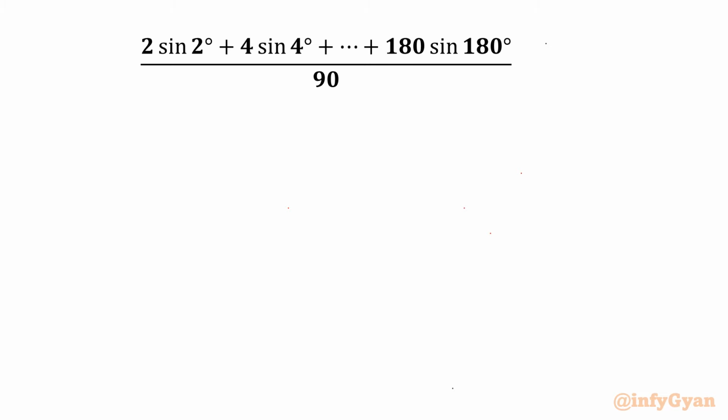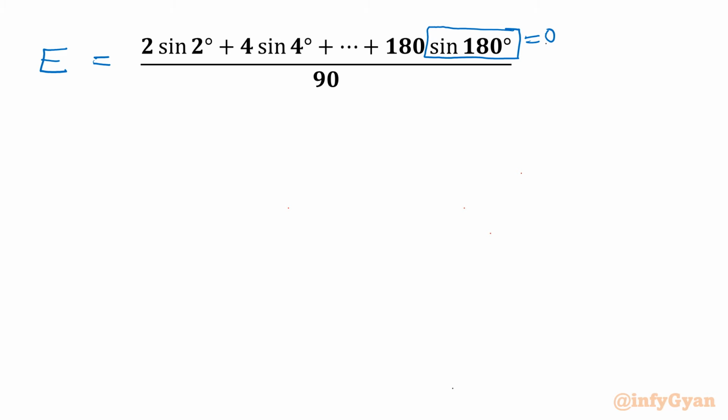Today in this video, we are going to evaluate one trig expression from USA Math Olympiads. It is 2 sin 2 degrees plus 4 sin 4 degrees plus 6 sin 6 degrees up to 180 sin 180 degrees, over 90. So let's get started by writing our expression equal to E. Now sin 180 degrees, this value is 0.